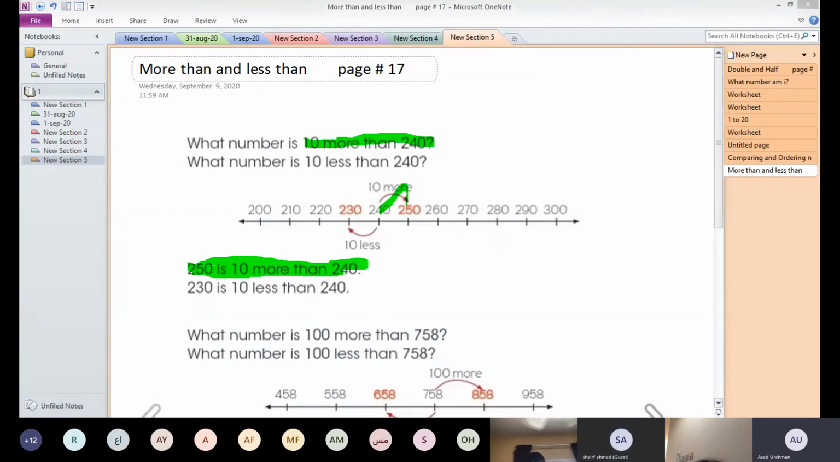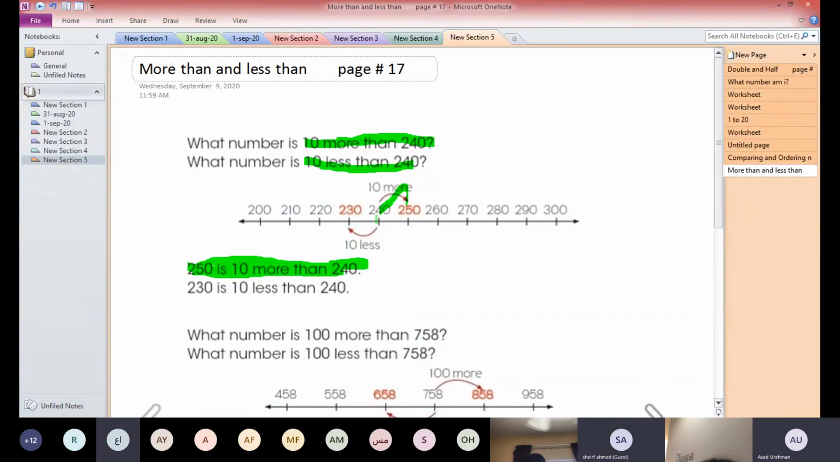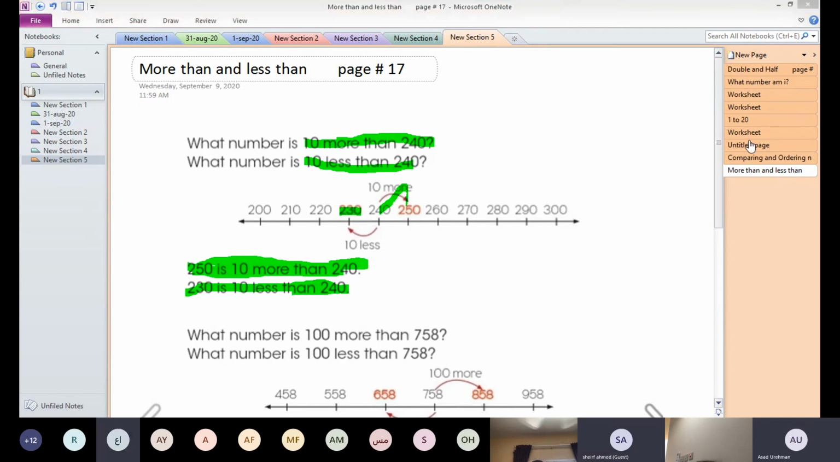Now you will check for the less than. What number is 10 less than 240? So you will check before 240. Before 240 what comes? It's 230. So you will say 230 is 10 less than 240. In that way you have to complete.